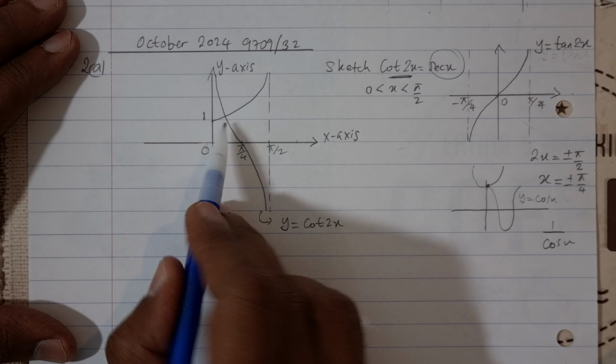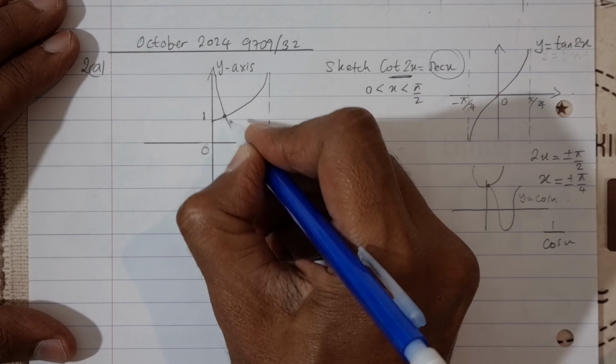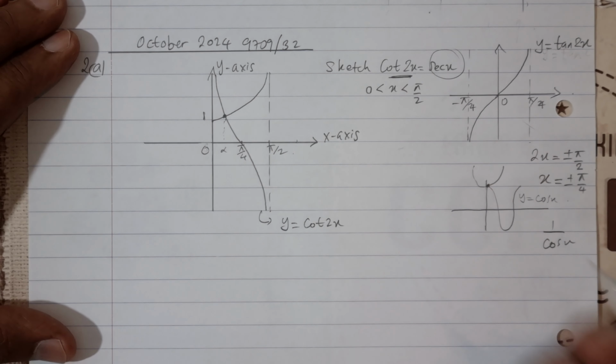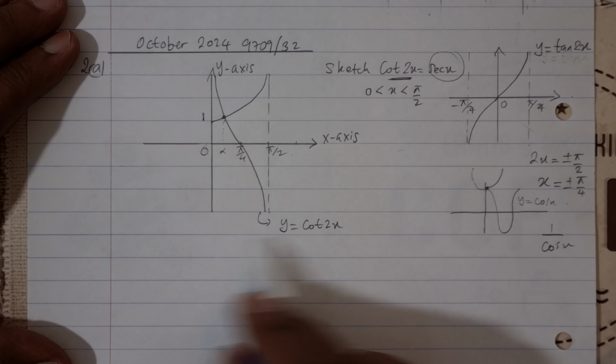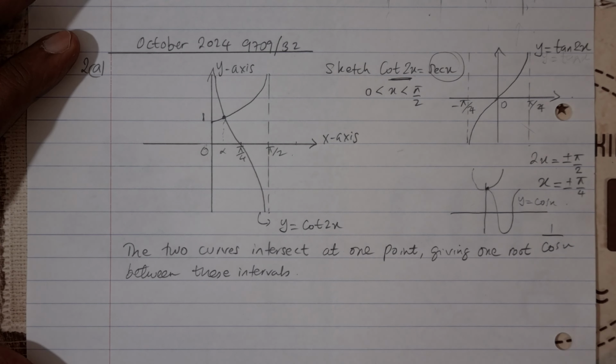So it crosses one solution here, that's one root. So this could be alpha. And therefore what we can conclude is that the two curves intersect at one point over here, giving one root between these intervals. So that's the first part of question 2.